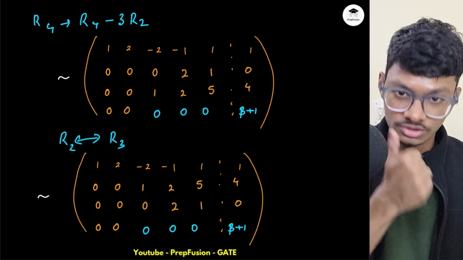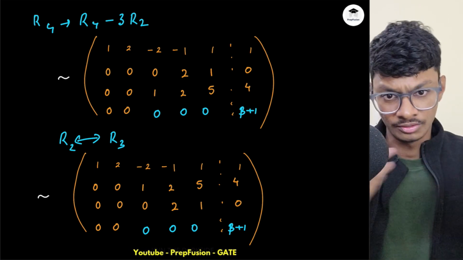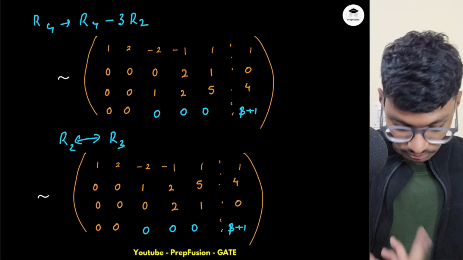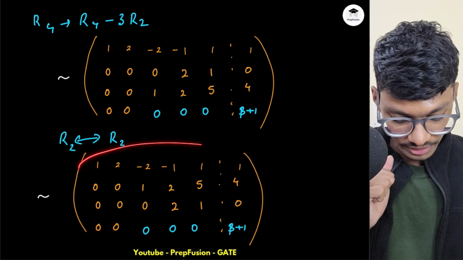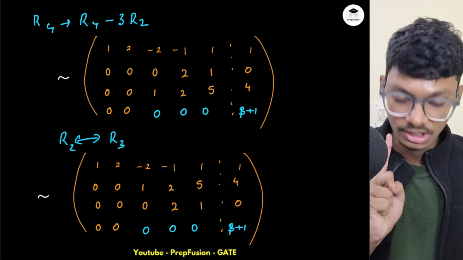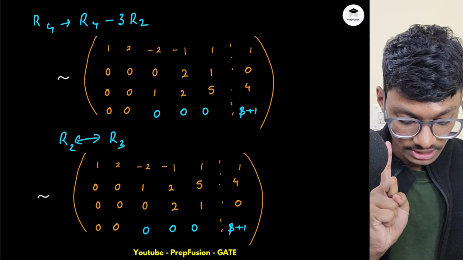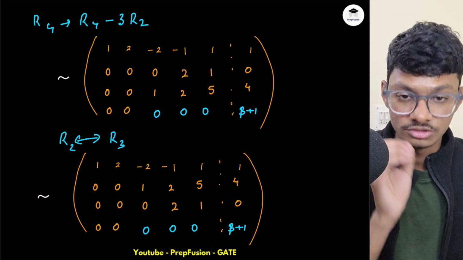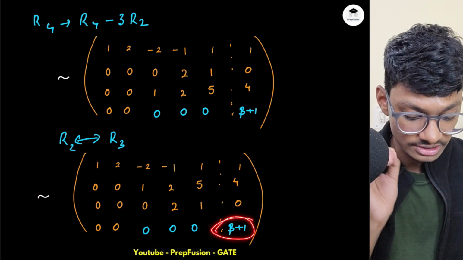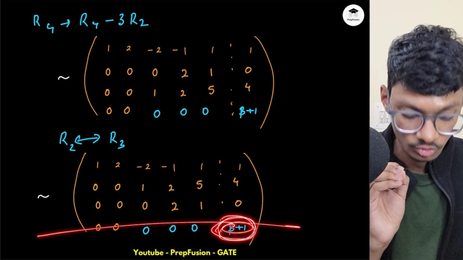Rank is the number of non-zero rows in the row echelon form. Or you can say linearly independent or dependent, but let's do it this way because it is easier for us to understand. If I take the augmented matrix, the coefficient matrix has 3 non-zero rows. So if I want 3 non-zero rows in the augmented matrix also, then this has to go to 0. If this is going to 0, then this whole row will be 0.